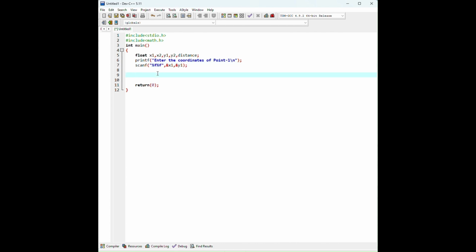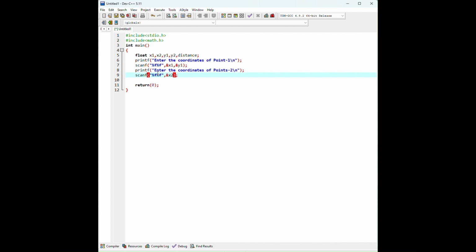Similarly, we'll ask the user to enter the coordinates of point 2. We'll display that using a message, using a printf. Enter the coordinates of point 2. Then scan the values entered by the user, coordinates of point 2, and store them in x2 and y2 as a second coordinate. Scanf, percentage f, store them in address of x2, address of y2.